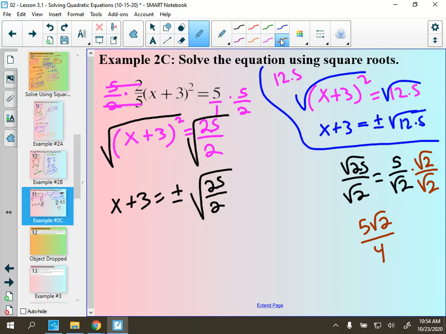And I think we're in good shape. The 5 and the 4 don't reduce. Oops, no, I screwed up. The 5 and 2. Ooh, I'm glad I caught that. The square root of 4, which is 2.